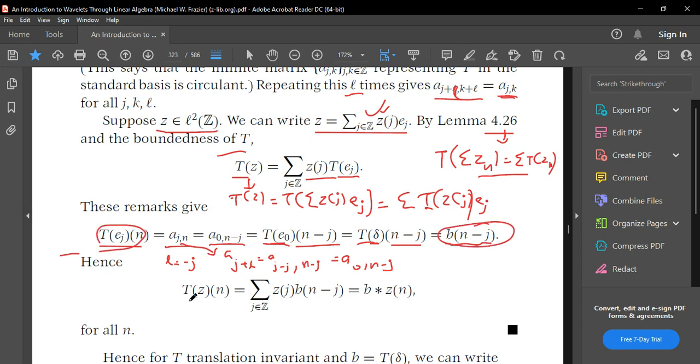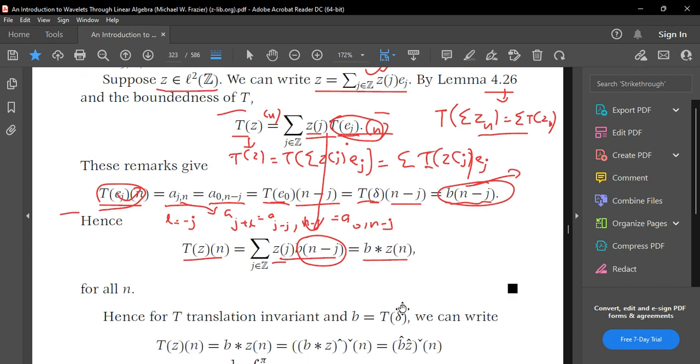Hence T of z of n is equal to summation z of j T of e_j of n. T of e_j of n can be written as b of n minus j. So in place of T of e_j of n we write b of n minus j. What is this definition, summation z of j b of n minus j? It is b star z of n, the definition of b star z of n.